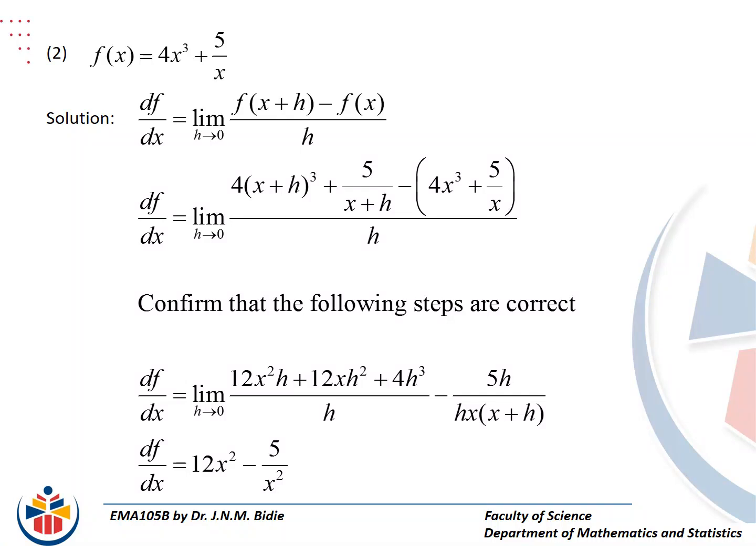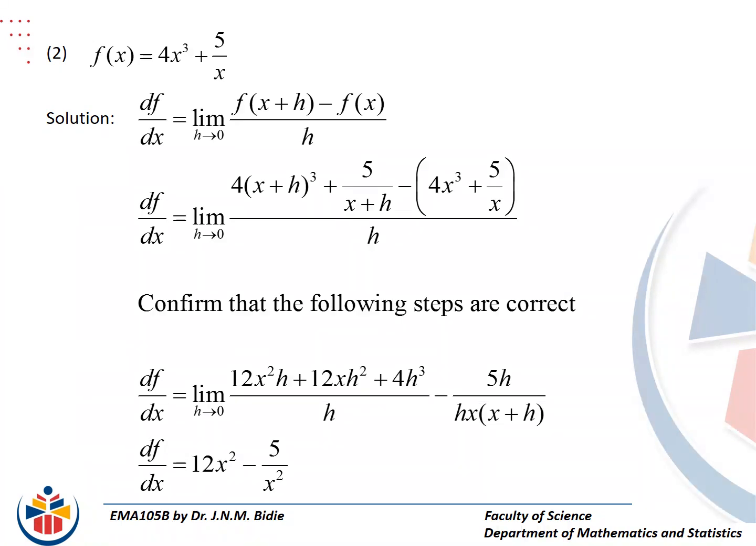Note once more, wherever there is x in f of x, we substitute x plus h in order to get the first term, which is f of x plus h. So that means I'll have 4 into x plus h all cubed. That's the first term. Plus 5 over x plus h, which is the second term of f of x. Note, in place of x, I substituted x plus h.